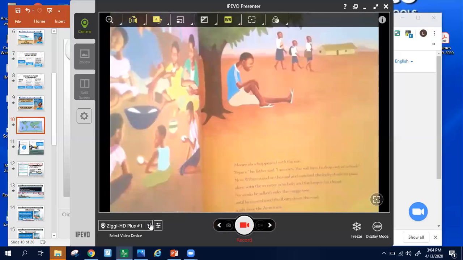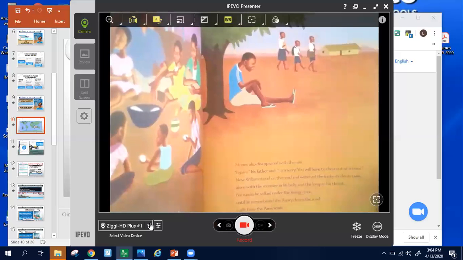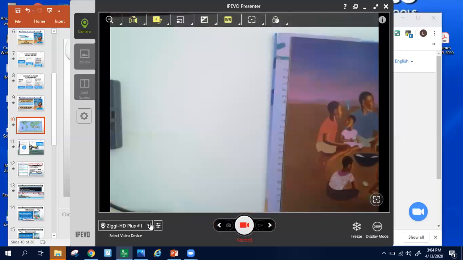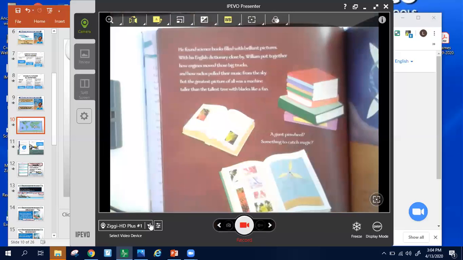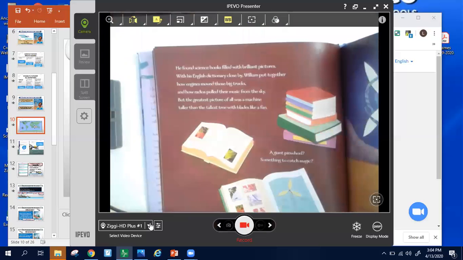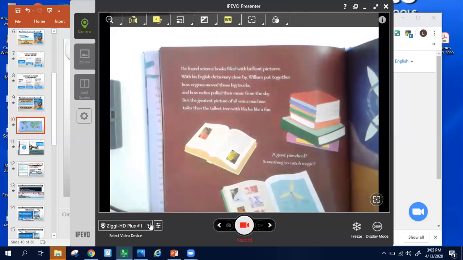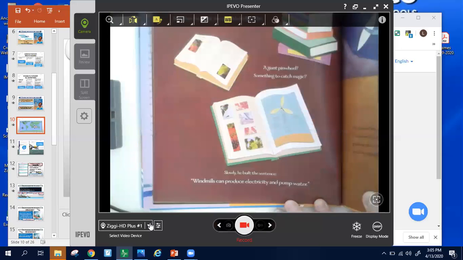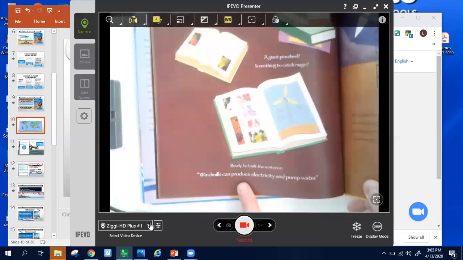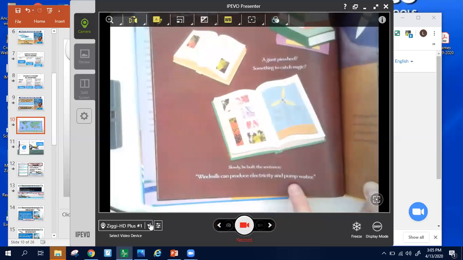For weeks he sulked under the mango tree until he remembered the library down the road, a gift from the Americans. He found science books filled with brilliant pictures. With his English dictionary close by, William put together how engines moved those big trucks and how radios pulled their music from the sky. But the greatest picture of all was a machine taller than the tallest tree, with blades like a fan. A giant pinwheel, something to catch magic. Slowly, he built the sentence, "Windmills can produce electricity and pump water."